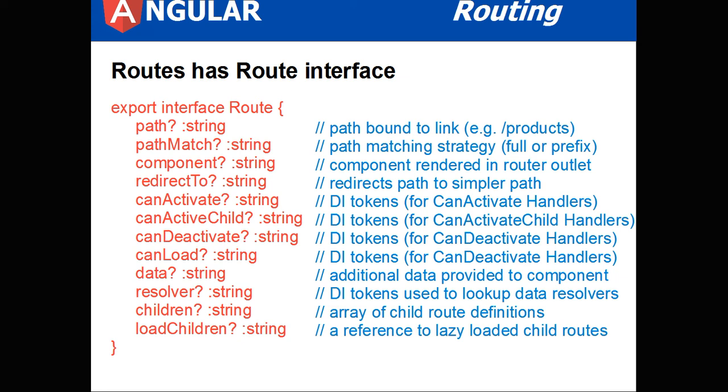And then there's another important one, the data. You can provide additional data to be provided to the component. For example, I'm clicking on the link and I'm going to render a component in a router outlet. The data could say, is this production? Is it development? And you could pass anything you want in JSON form. And there's a resolver, which is used to look up data resolvers. Children, an array of child route definitions, and load children, a reference to lazy loaded child routes. We'll be going over several of these route attributes. But like I said, you're commonly using maybe 2 through 4 or 5 of them when you're building applications. Actually, you could easily use most of these, and we have some examples which do, so we'll go through those.